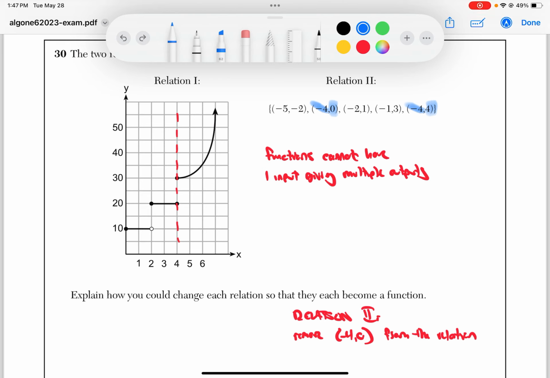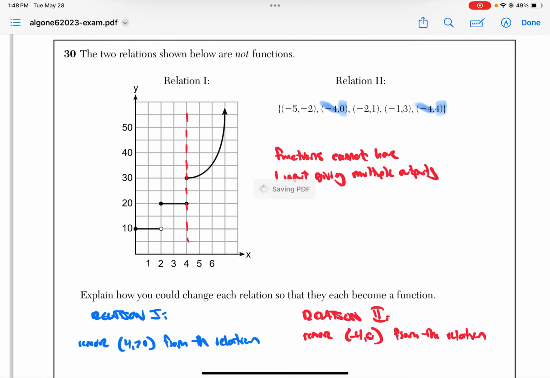So with relation 1, I'm just going to remove 4, 20 from the relation. And you could also make 4, 20 an open circle, representing it's approaching that coordinate, but that coordinate isn't actually part of my relation. There's more than one way to answer this question as long as you understand what a function is and how we can change them accordingly to get that desired result.